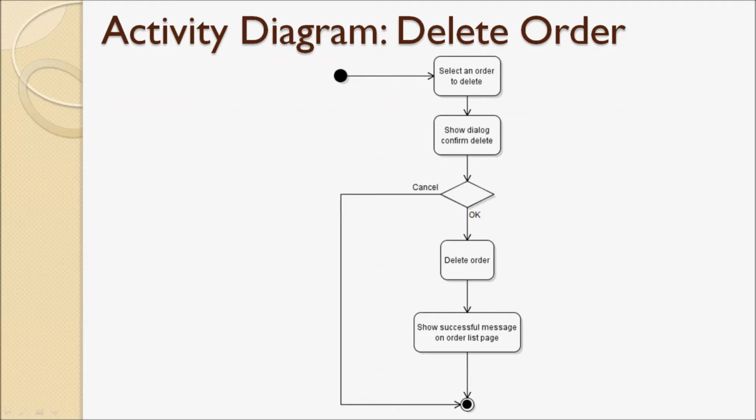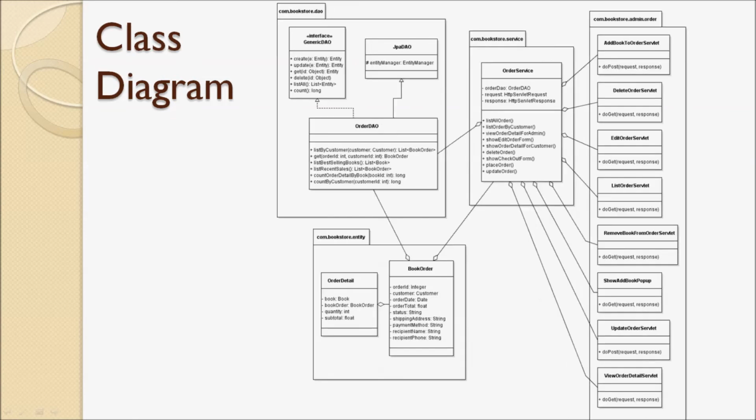Let's see the activity diagram for the delete order feature. The admin selects an order to delete by clicking the hyperlink delete next to an order, and a confirmation dialog appears. If the admin clicks cancel, do nothing and return. If the admin chooses OK, delete the order and show a successful message on the order list page. And let's review the class diagram.